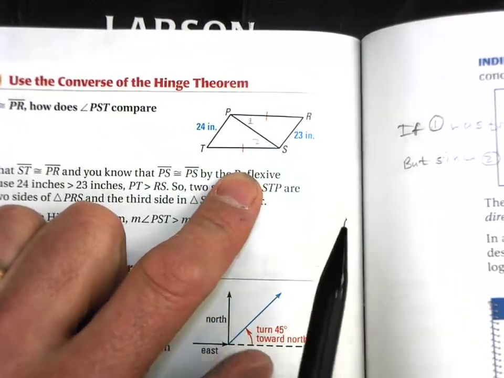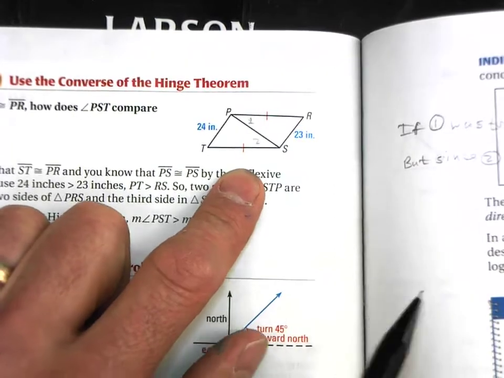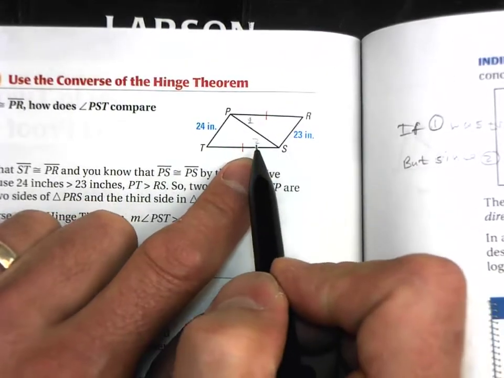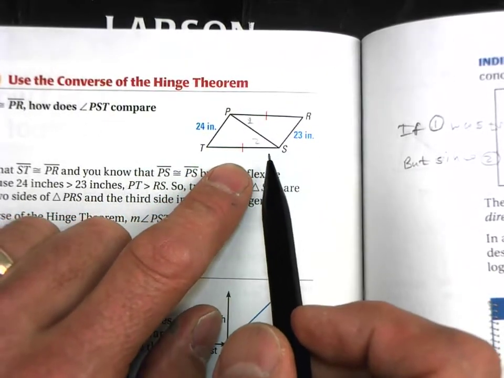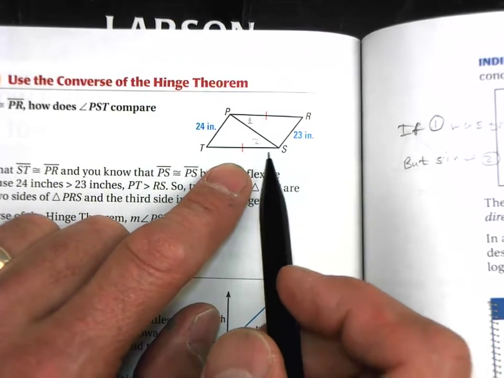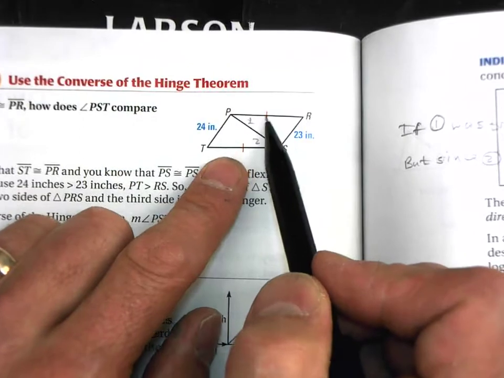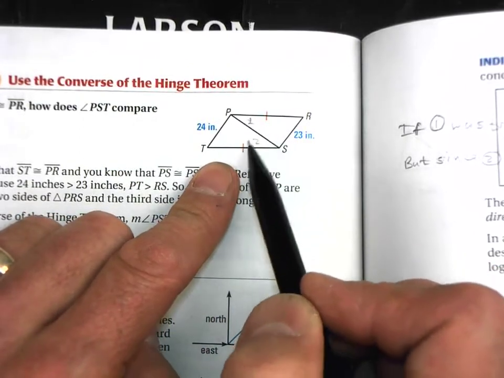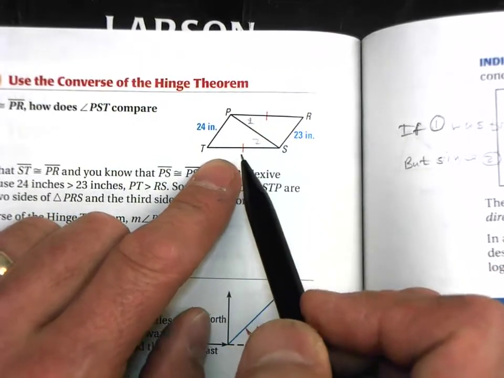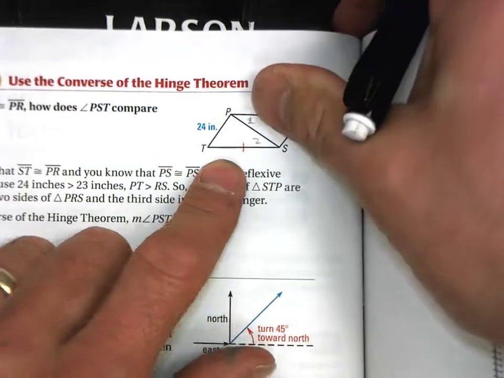So which angle is bigger? Well, we remember, we need to have two pairs of congruent sides to compare the triangles. I do have one pair of congruent sides here, but where's the third pair? Well, it's this one.